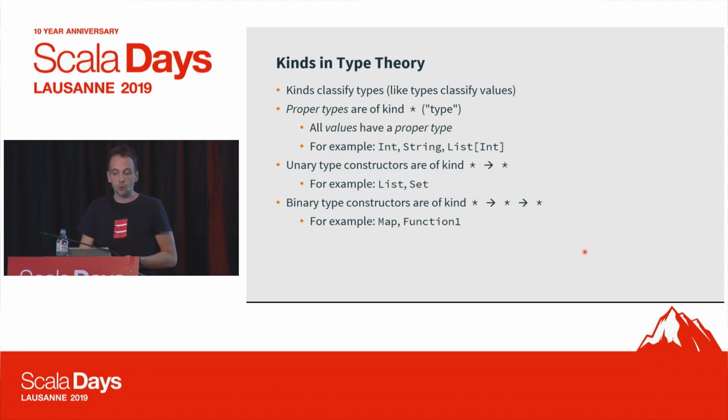Next, we have unary type constructors of kind type to type. These use some Haskell-like notation. There's nothing specific for Scala, and I didn't want to invent it here. These would be, for example, list or set, or MySeq that we just implemented. That's a unary type constructor. It takes a single type argument. And then we have binary type constructors of kind type to type to type. They are written in a curried version because, again, it comes from Haskell. Like a map, it takes two type parameters and produces a proper type in the end.